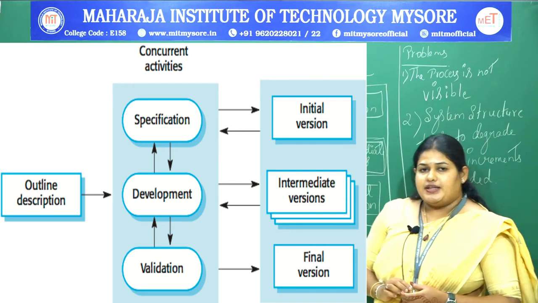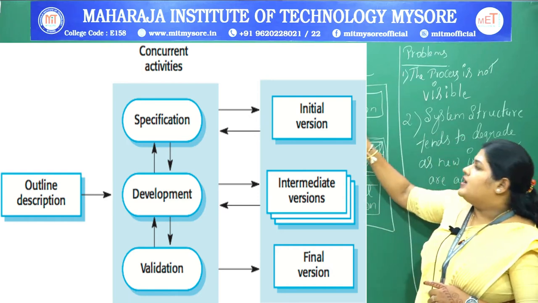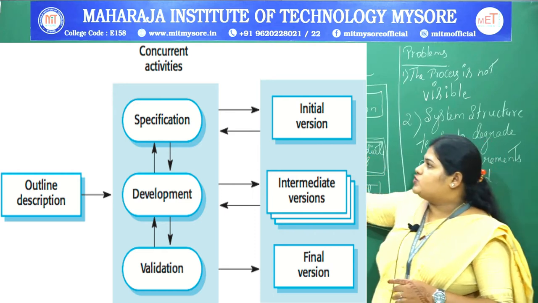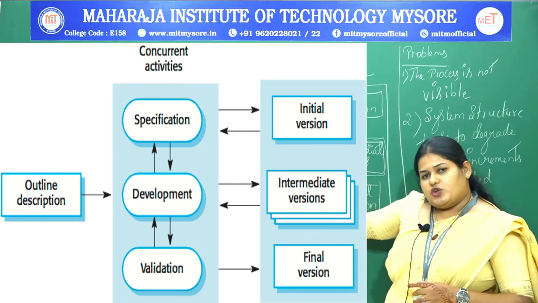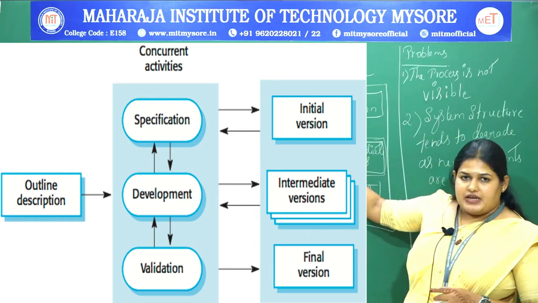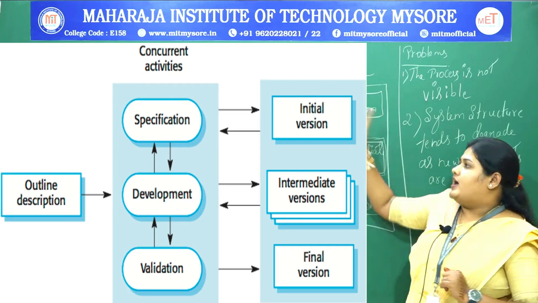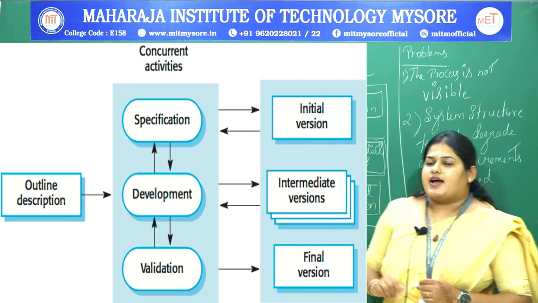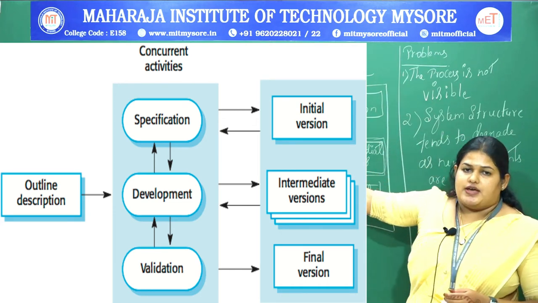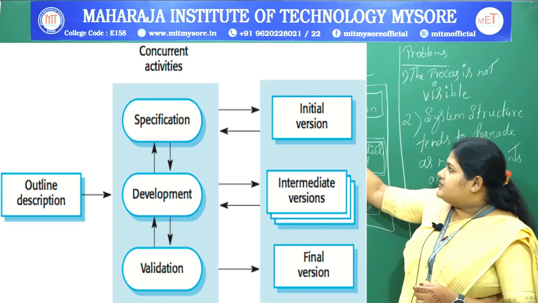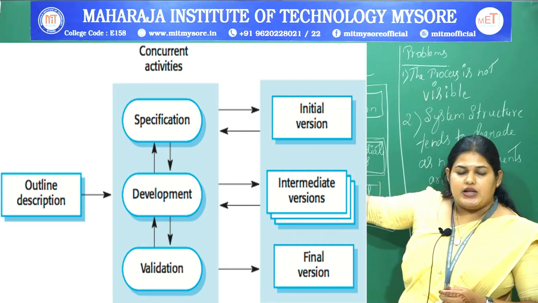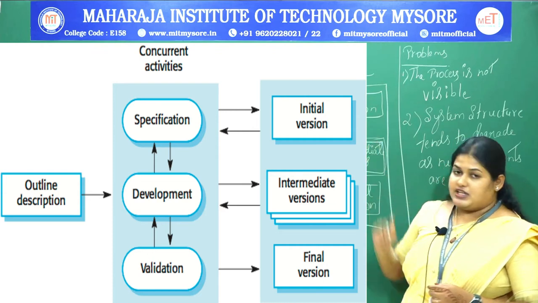In this initial version, if a customer requires some specifications to be added, even though it has been developed and released as the initial version, if requirements need to be added, you can do that. Hence you can observe the arrow mark where the specification will be given, and it will be developed and given as the initial version.